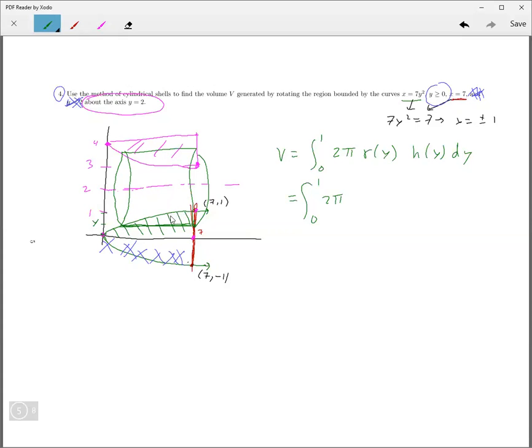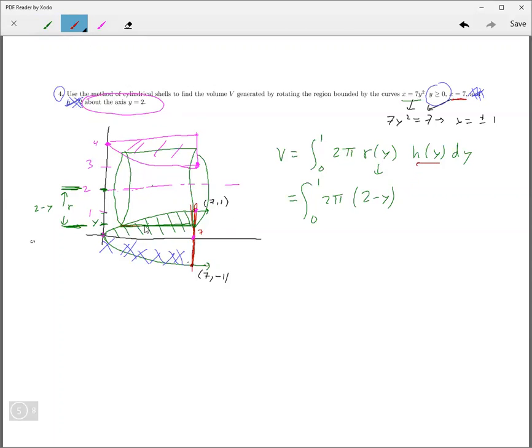We need to figure out what the volume of that cylinder is. So the radius is going to be this distance here, from the middle of the cylinder to here. That's the radius, which is going to be 2 minus y. So this distance is 2 minus y, because it's the upper larger value minus the smaller value. That's our radius.